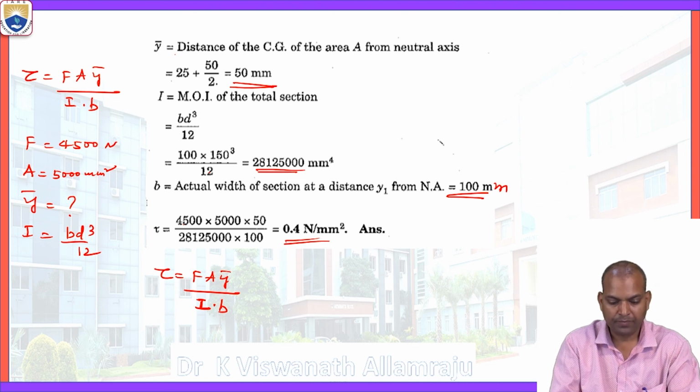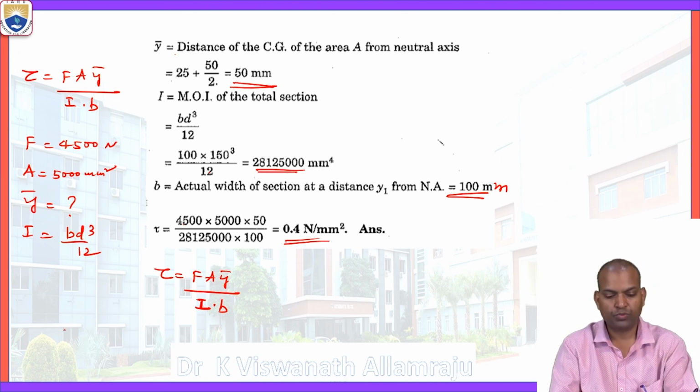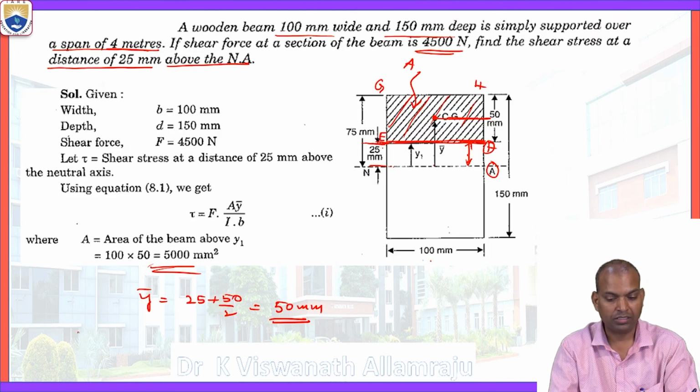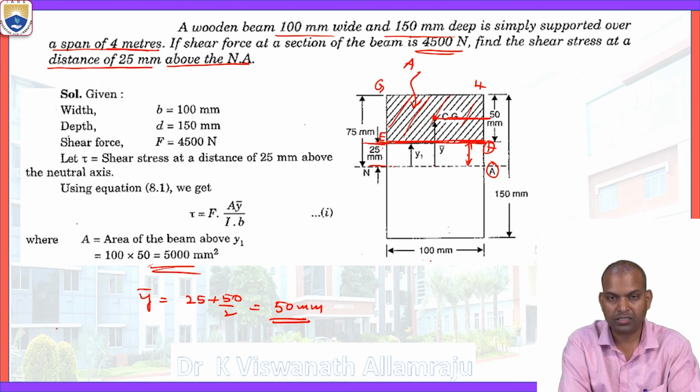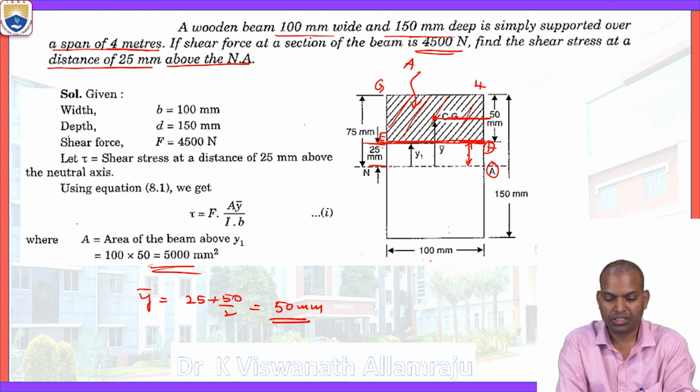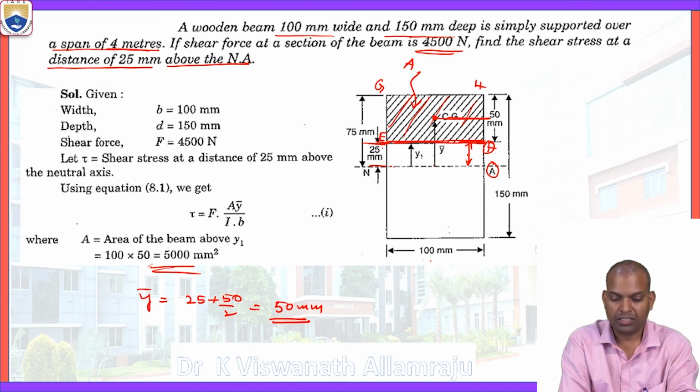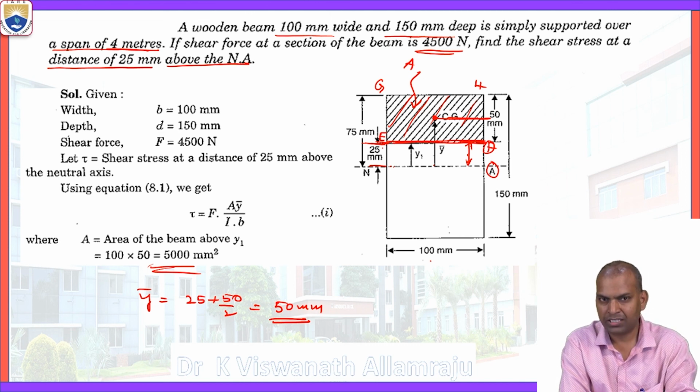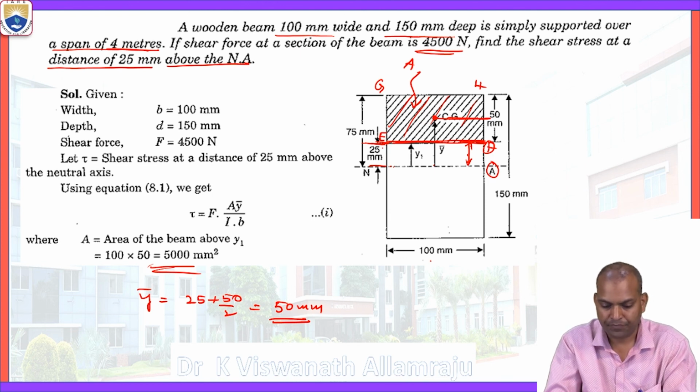So in this manner we have to apply this formula in real applications, when the data of a wooden beam is given, having a width of 100 millimeters and depth of 150 millimeters. Suppose you want the shear stress at a distance of 30 millimeters, we can consider it. So we can find the shear stress variation at any distance.